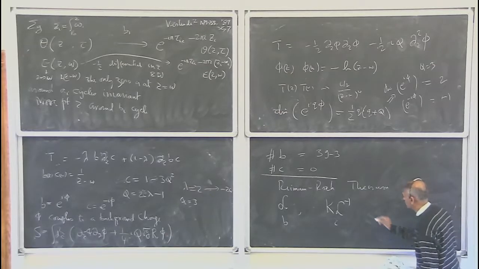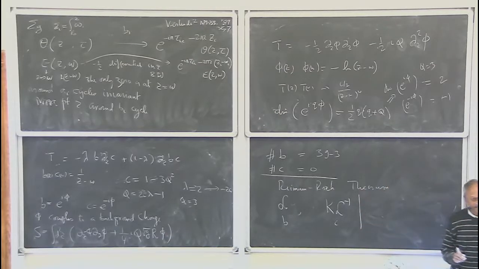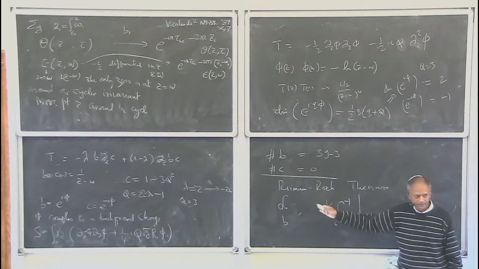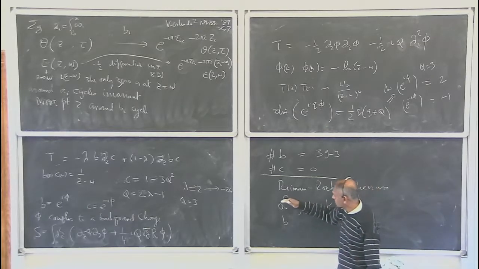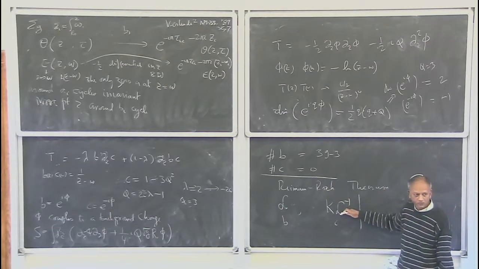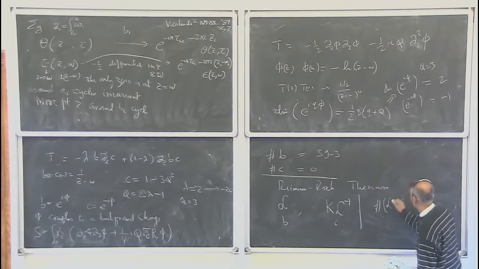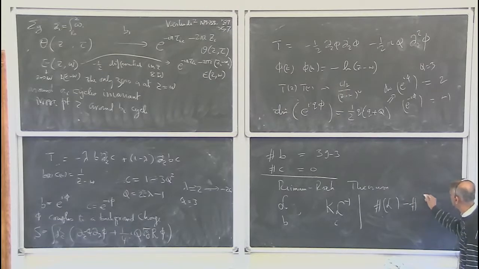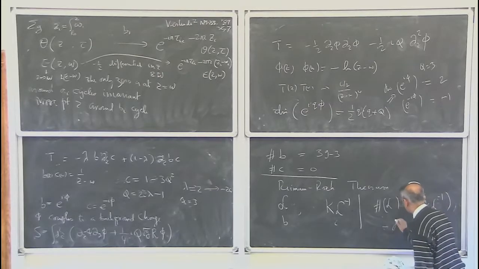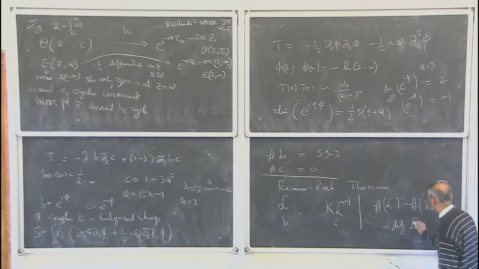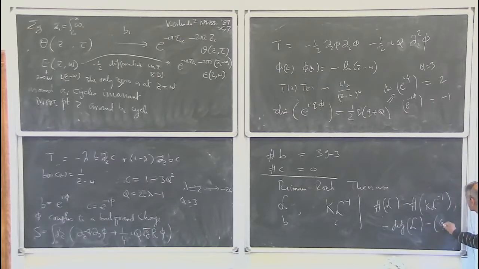What the Riemann-Roch theorem gives is actually the index of the d bar operator acting on, say, a line bundle L. So it gives you the number of zero modes of L minus the number of zero modes of K L inverse. That is completely given in terms of the degree of L minus G minus 1 for genus G. This is a very important theorem, the Riemann-Roch theorem.